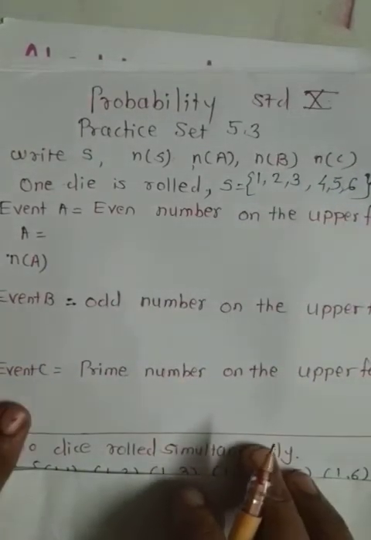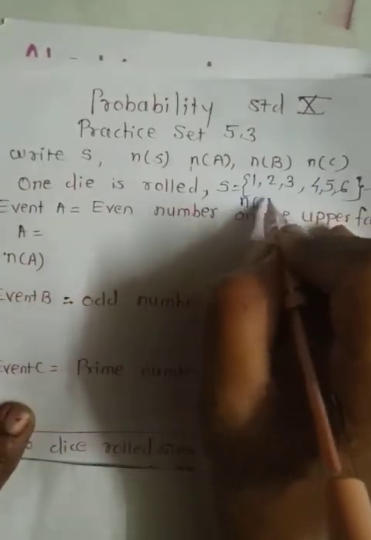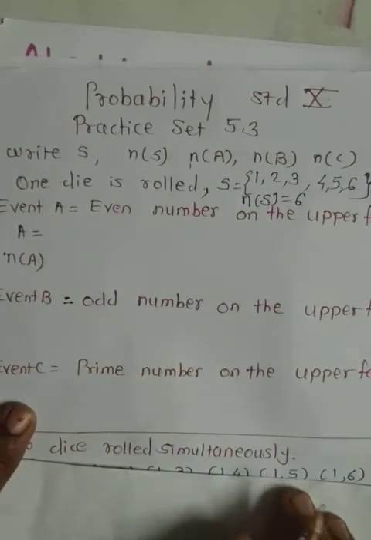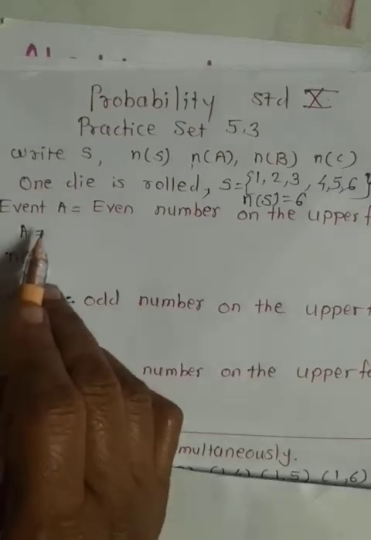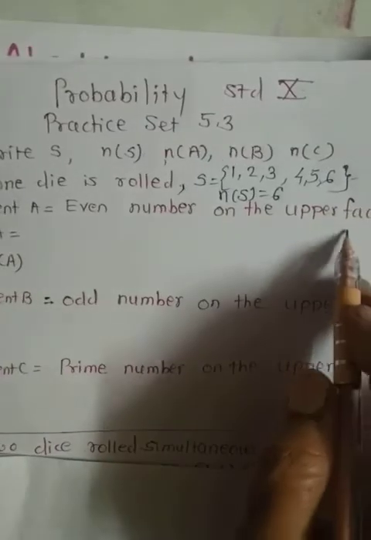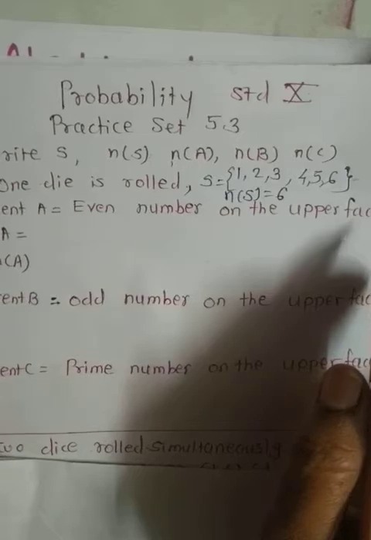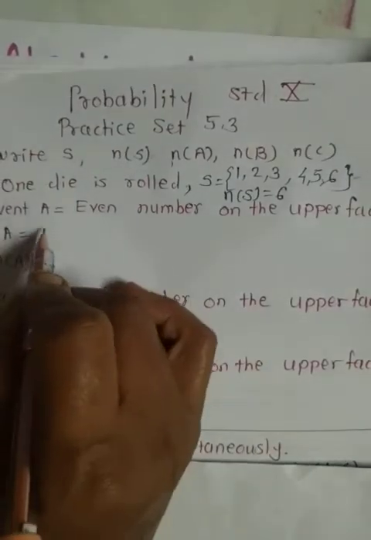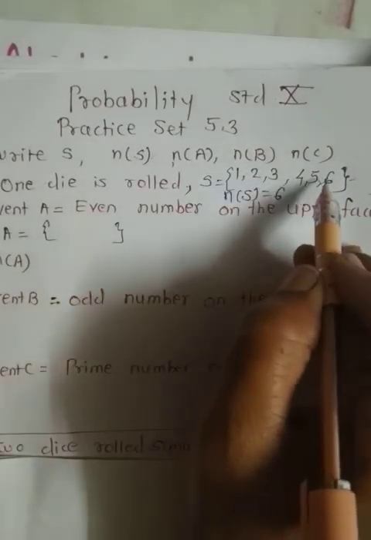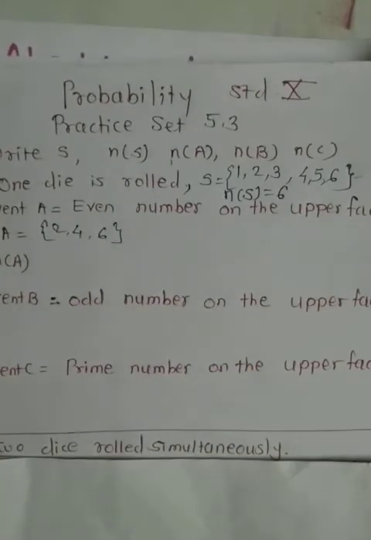This is the sample space. Then number of S, here n(S) is equal to 6 as there are 6 sample points. Now the first part of that question is event A, even number on the upper face. Means we want only even numbers for event A. From this sample space we choose the even numbers. They are 2, 4 and 6, and that's why this event A is {2, 4, 6}.